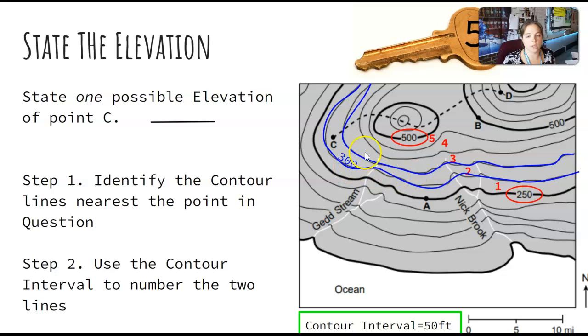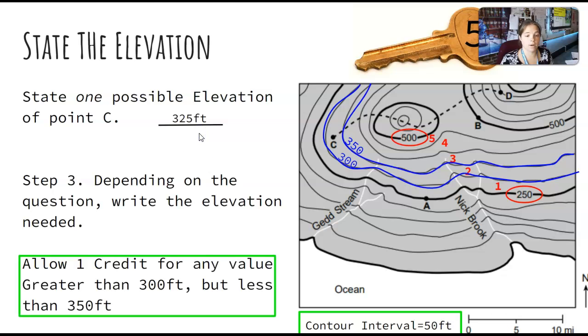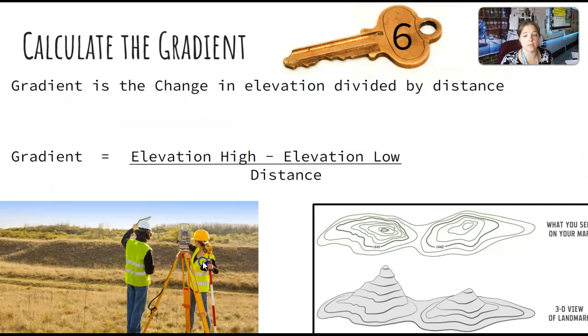And that's what I was saying, 300, 350. Depending on the question, the elevation needed, one possible, it could be anywhere. It can be 301, it could be 349, it could be anything in between. 325 works too. All right, and if you can see, allow 1 credit for any value greater than 300 but less than 350, just like I said.